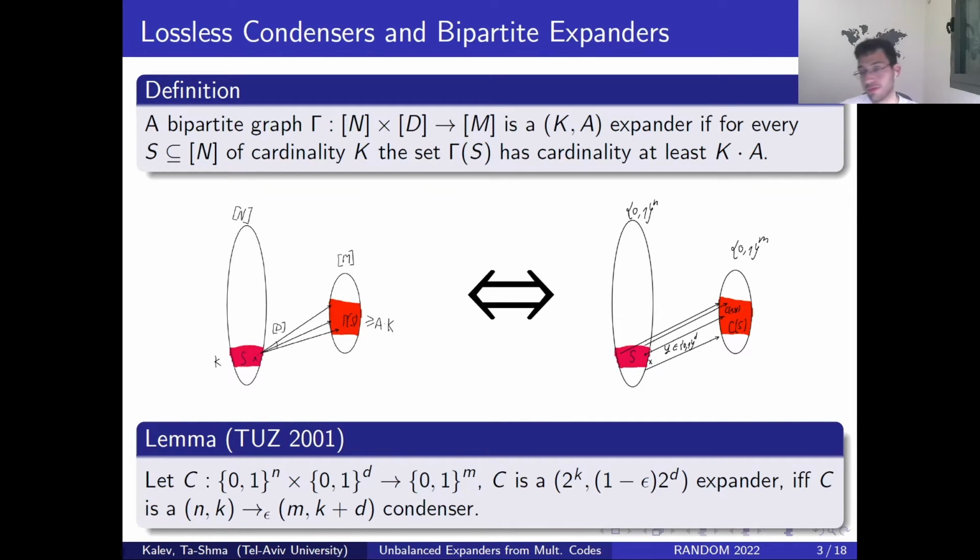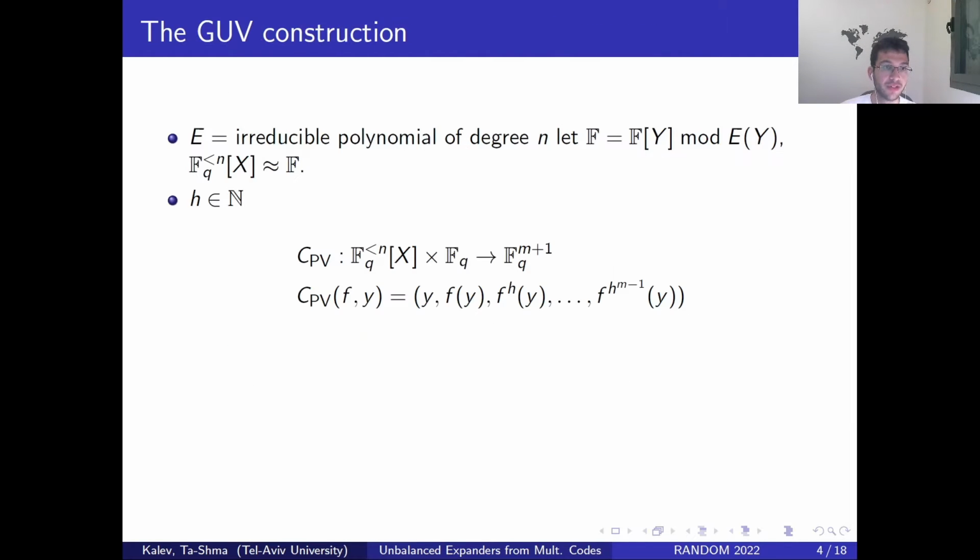With that in mind, we are ready to see our construction, but before we do so, let's first look at the GUV construction, as it is a very similar construction to ours. Let E be an irreducible polynomial of degree n, and let F be the field we receive when taking the ring of polynomials modulo this irreducible polynomial. Note that we can identify the elements of this field with polynomials of degree less than n, and also let h be a parameter.